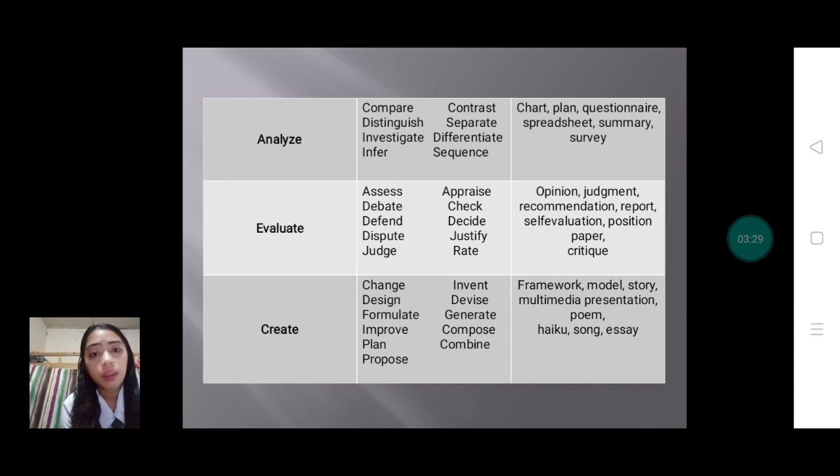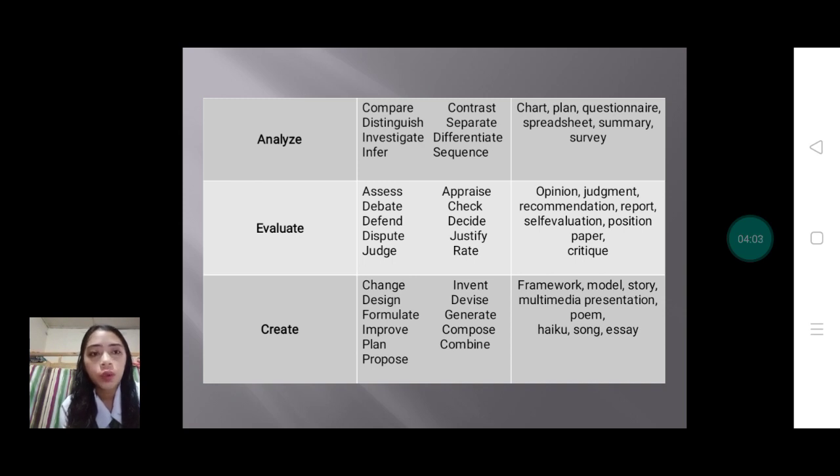Next is to evaluate. There are some sample action words that you have seen. Some activities also are opinion, judgment, recommendation, report, and self-evaluation. Just like this, what I'm doing right now, evaluation. Make an activity so that you could evaluate how the students understand the topic or the lesson. So you make activities for them to evaluate them.